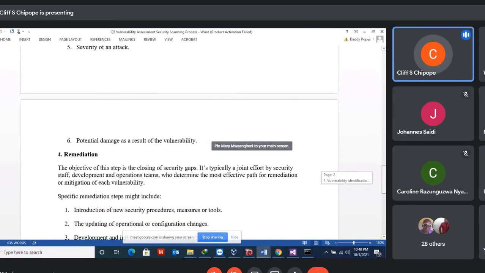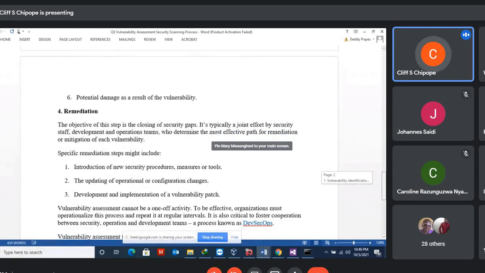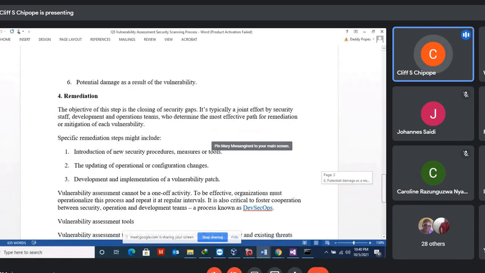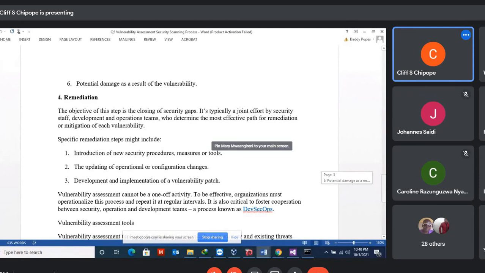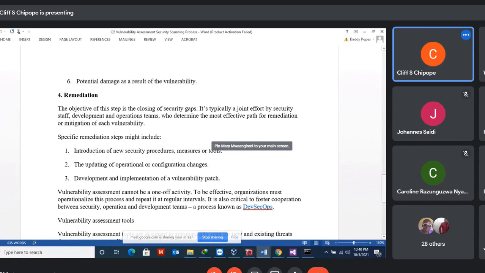Then our last step is remediation or mitigation measures. The objective is simply closing the security gaps. It's typically a joint effort by security staff, development, and operations teams who determine the most effective path for remediation or mitigation of each vulnerability.